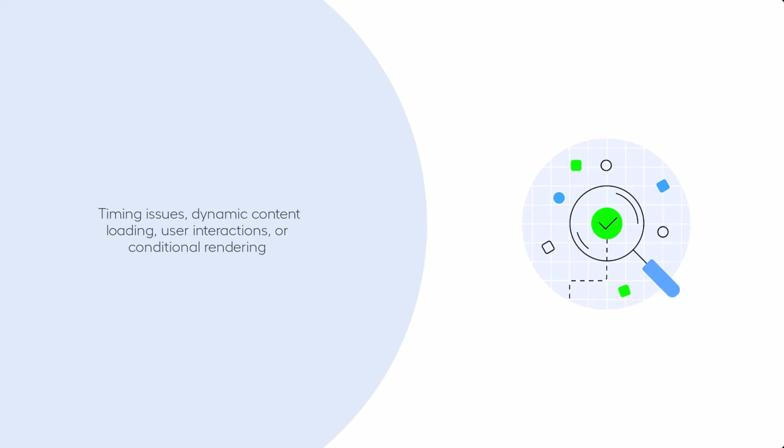Why? Because disappearing elements often result from things like timing issues, dynamic content loading, user interactions, or conditional rendering based on roles or actions. If your test doesn't account for these, it might try to interact with something that's not there, leading to false failures or broken flows.